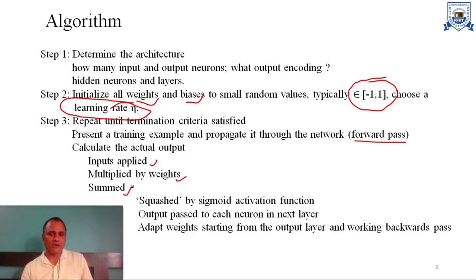After we receive the input value, we squash everything with the activation function, which here is taken as a sigmoid activation function, and the output is passed to each neuron in the next layer. Once we receive the error, it needs to be back propagated and the weights adapted, starting from the output layer and working backward. So this is the basic back propagation algorithm.